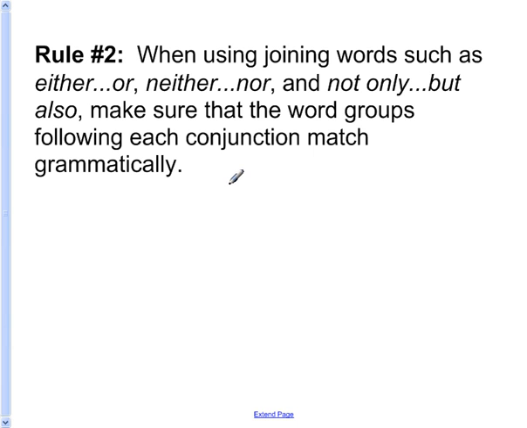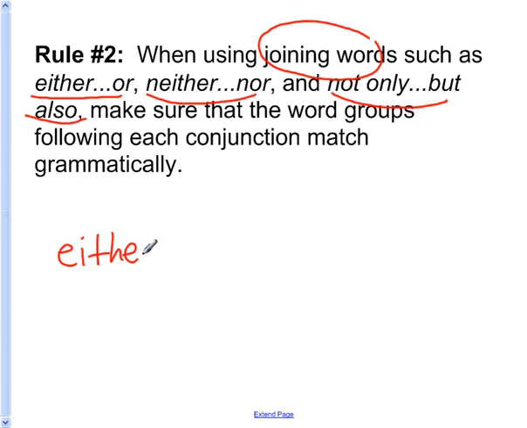Rule number 2 of parallelism. When using joining words such as either and or, neither and nor, and not only but also, make sure that the word groups that follow each joining word match grammatically. In other words, if either is in the sentence with a group of words after it, followed by or, which has a group of words after it, the words that follow either must match grammatically with the words that follow or.